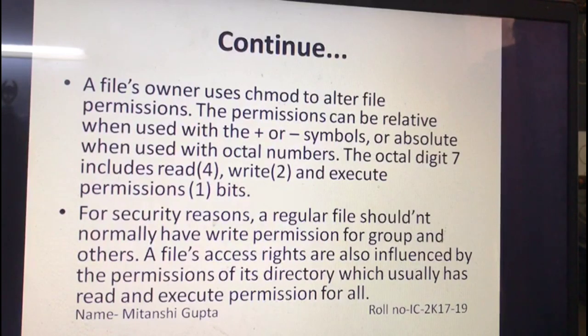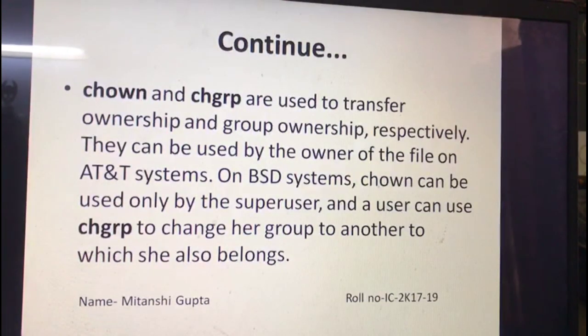A file's access rights are also influenced by the permission of its directory, which usually has read and execute permission for all. Now, moving to the next point, chown and chgrp commands are used to transfer ownership and group ownership respectively. They can be used by the owner of the file on AT&T systems. On BSD systems, chown can be used only by the superuser, and a user can use chgrp to change her group to another to which he or she also belongs.